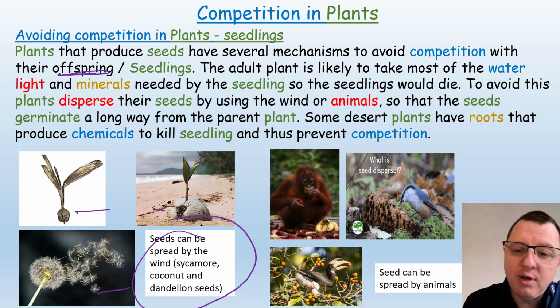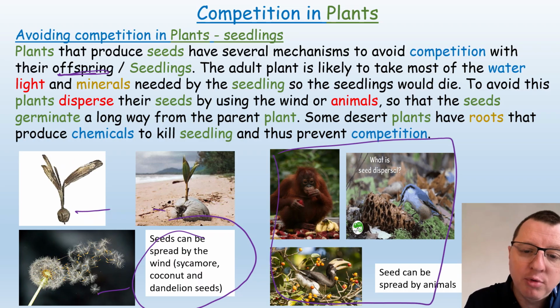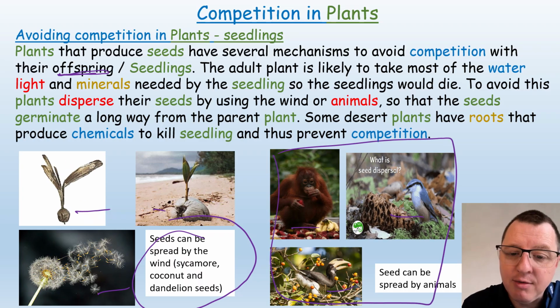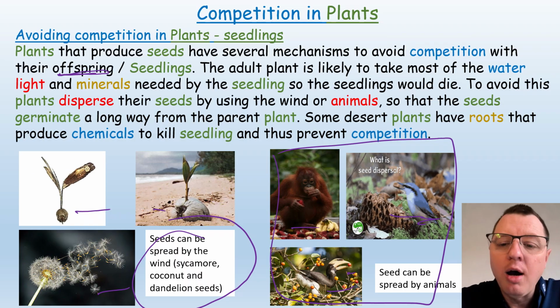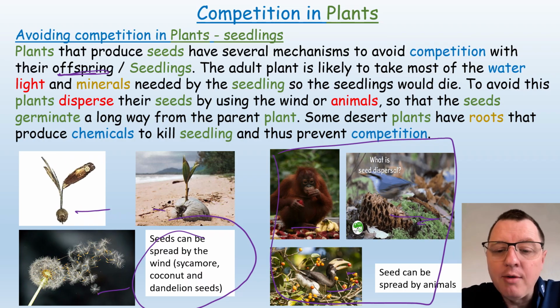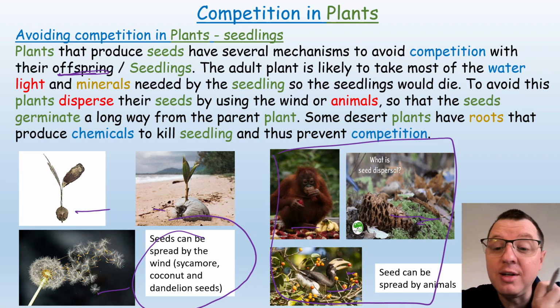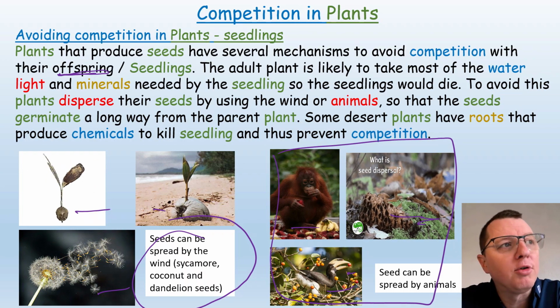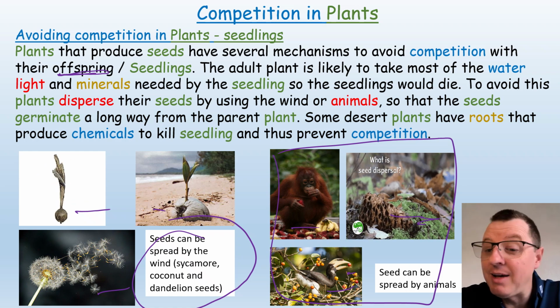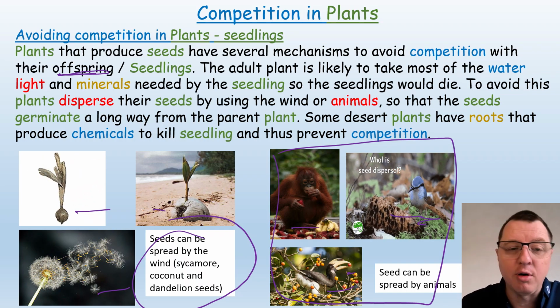Here on this side you can see we've got some examples, an orangutan and some birds. This is a hornbill and a blue tit, and they are eating seeds, and they will actually eat the coat of the seed and digest the coat, and the seed itself will remain undamaged and come out in the feces, and again that will be spread a long distance away from the parent plant, which actually dropped the seeds, and therefore we're dispersing the seeds and reducing competition.